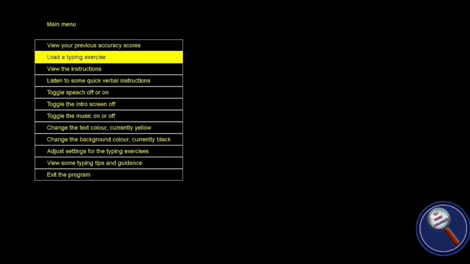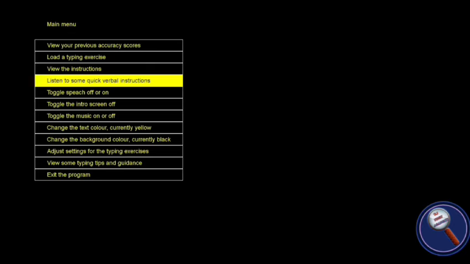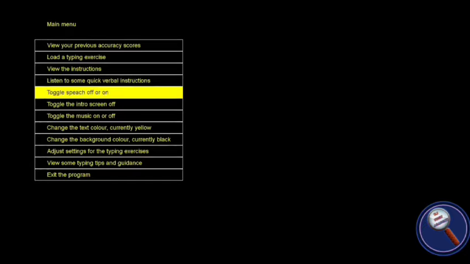Press down arrow. Load a typing exercise. So if you want to attempt any exercise, you can load. I'll show you. Next, view the instructions. Here you can get some instructions. Listen to some quick verbal instructions. Toggle speech off or on, which means that speech instructions you'll get.